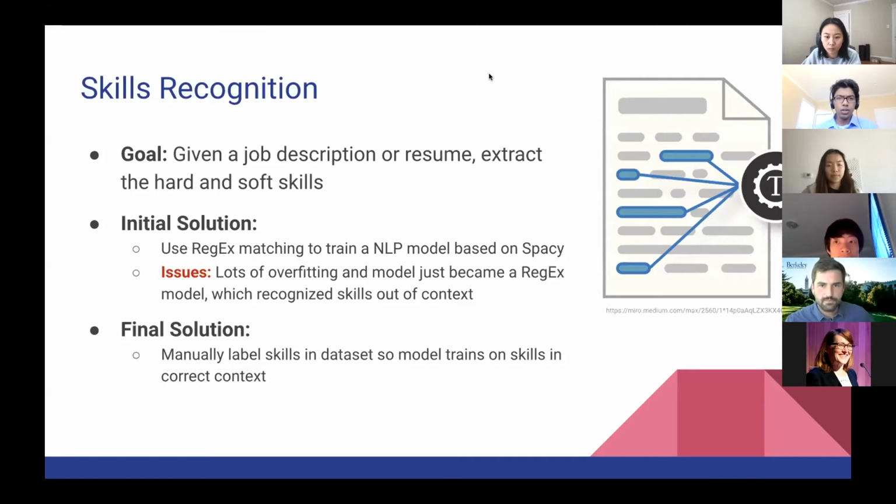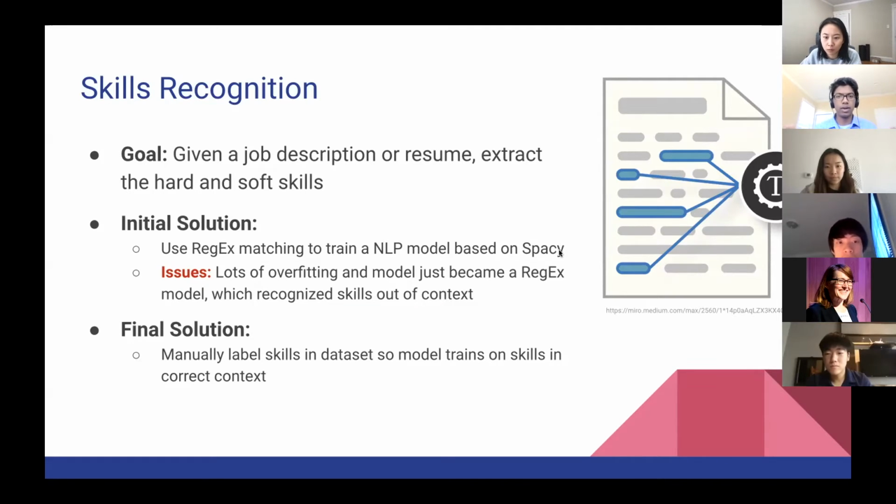Yeah, so the goal of named entity recognition is that you're given a text corpus and you want to find certain types of named entities. As you can probably presume, one of the main important ideas associated with hiring and choosing a candidate is seeing if their skills match the job description. That was our goal with skills recognition. We wanted to feed in a job description and a resume, and then obtain the skills from both of those. Our initial solution to named entity recognition was to use regex matching.